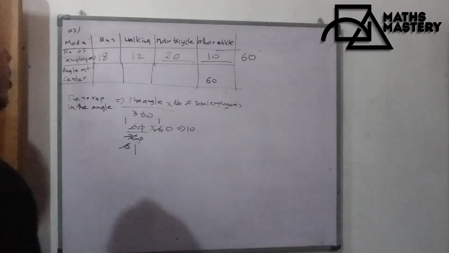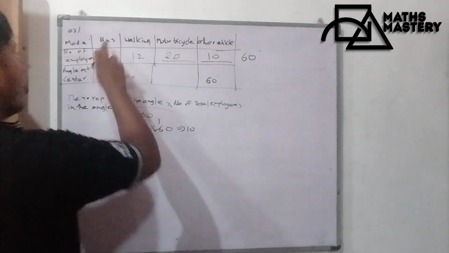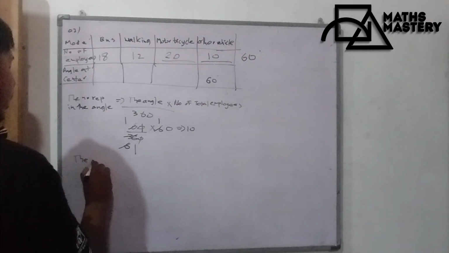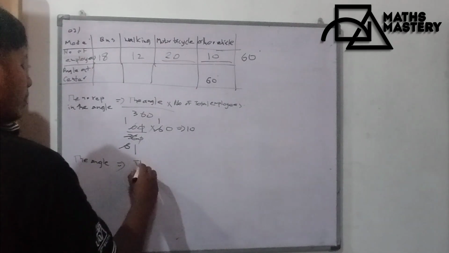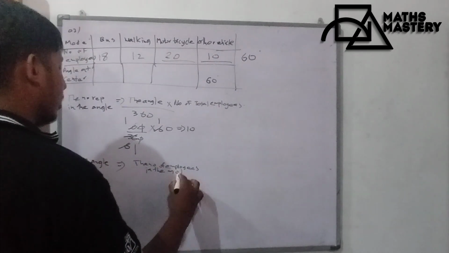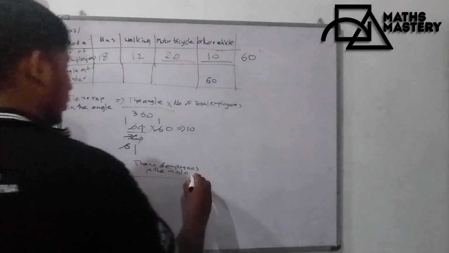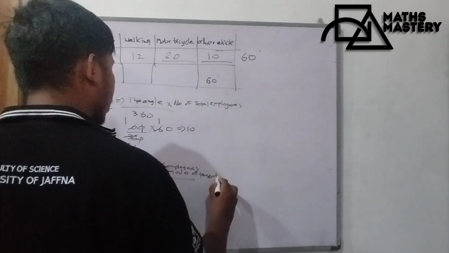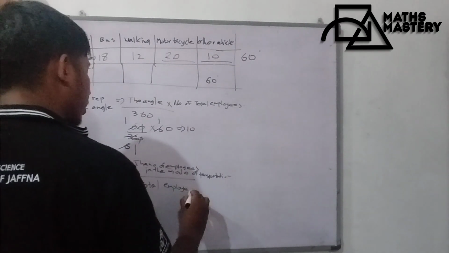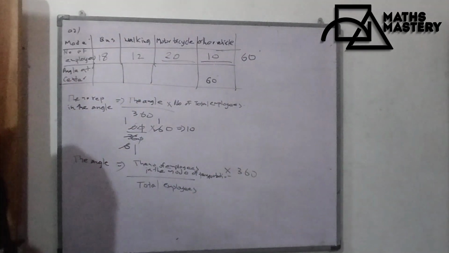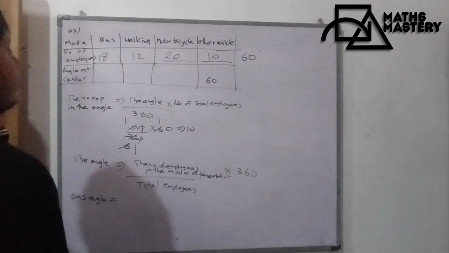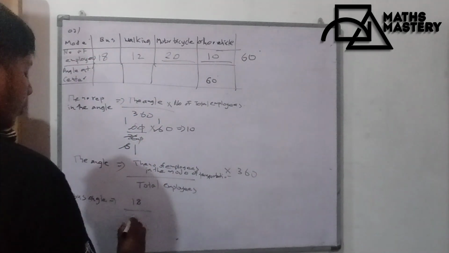That is also done. Now we are about to find the angles of each individual mode: bus, walking and motor bicycle. For that also, we have an equation. The equation is the number of employees in the mode of transportation divided by the total employees, multiplied by 360, which is the total angle in a circle. So let's find the bus angle. The number of employees in the mode of transportation is 18, the total number of employees is 60, multiplied by 360.